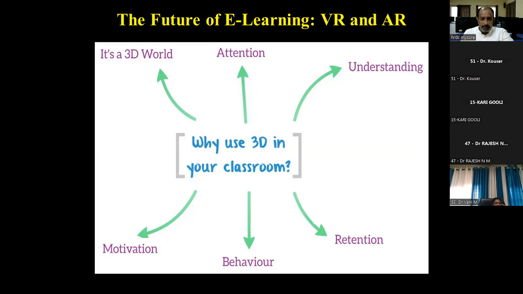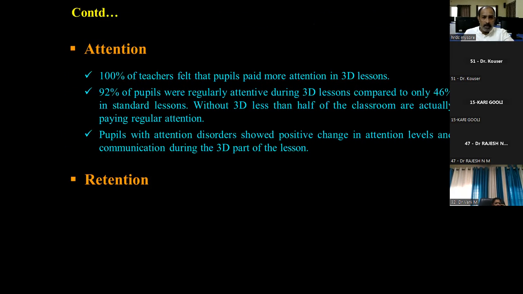So here is a survey made by some experts, right? According to the survey, here are some important points which are worth reading and understanding. The first one is attention. According to the survey, 100% of the teachers felt that the students or pupils paid more attention in 3D lessons than in a normal one. 92% of the students were regularly attentive during 3D lessons compared to only 46% in standard lessons. Without 3D, less than half of the classroom are actually paying regular attention. This is the statistics.